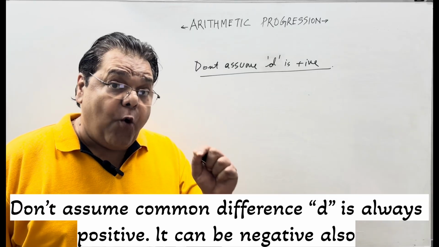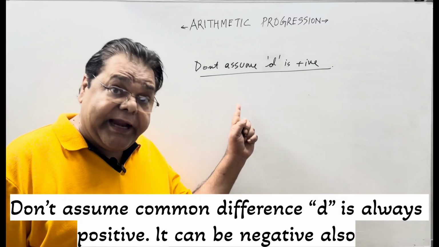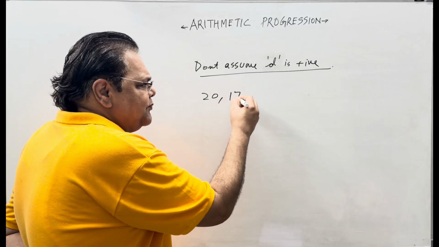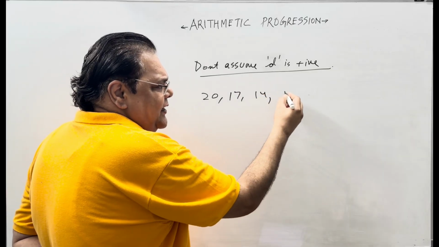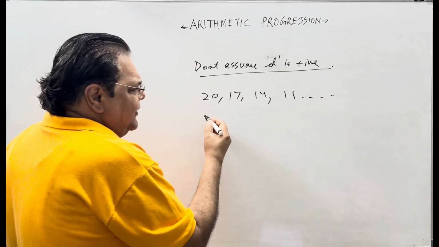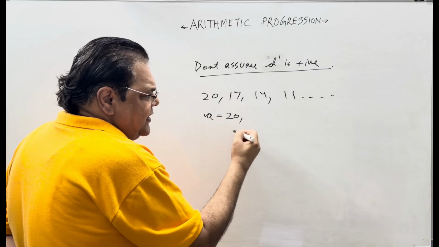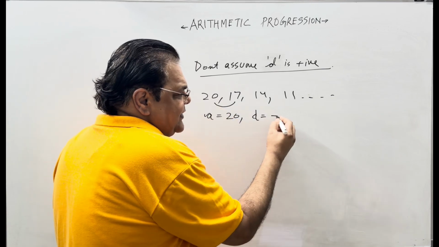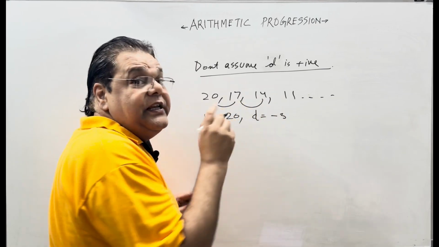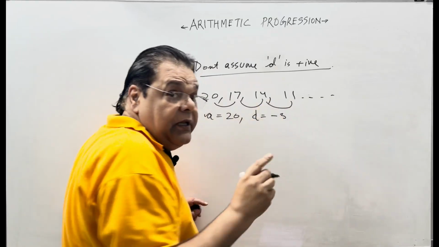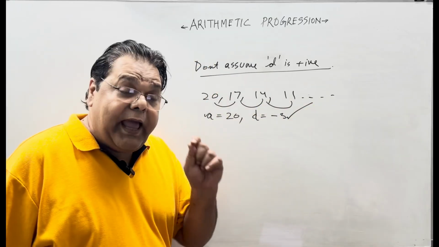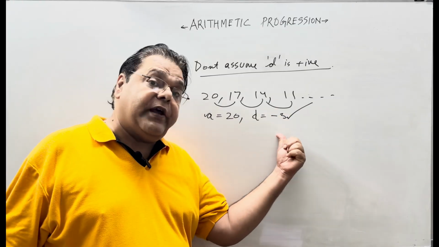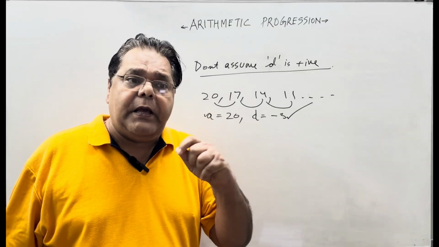Don't assume the common difference d is always positive. It can be negative also. For example, let us take one sequence, 20, 17, 14, 11, etc. Here, the first term is 20. Common difference is 17 minus 20, that is minus 3. 14 minus 17, minus 3. 11 minus 14, minus 3, and so on. And an AP does not have to always increase. It can also decrease. You can see from here, the common difference d, the constant, can be positive or negative.